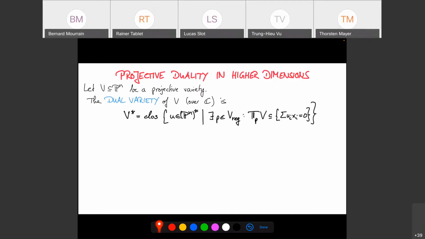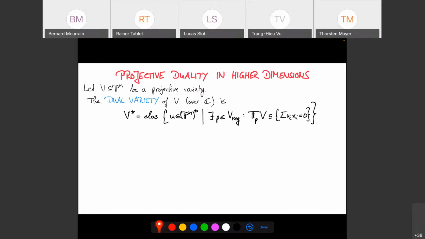Mostly because we don't have the case of a hypersurface anymore, but okay. So here's the general definition of duality in projective space, algebraically. I start with a projective variety. So it's the zero set of a bunch of homogeneous polynomials in n+1 variables.